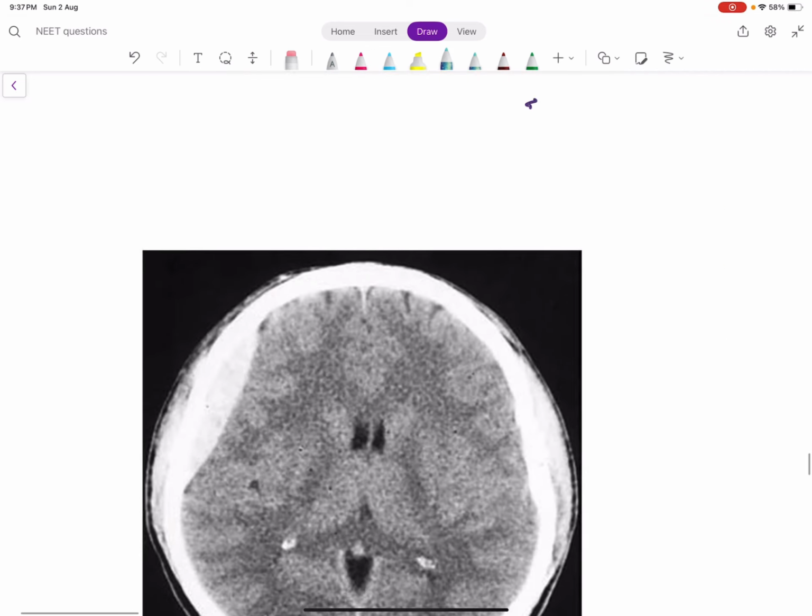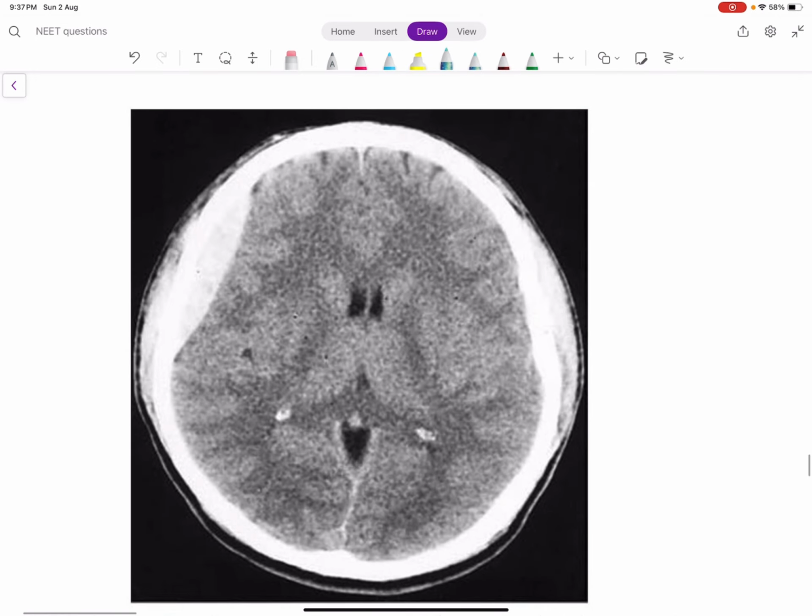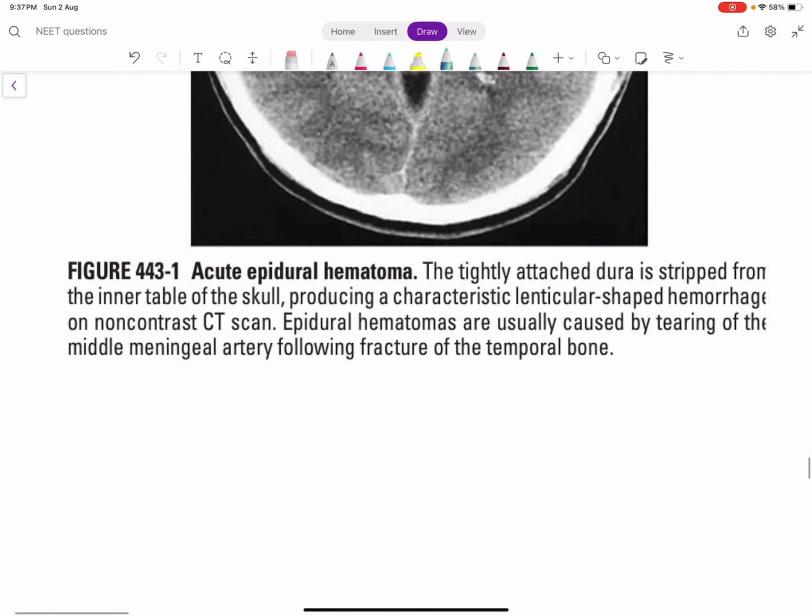So now we'll see some images on head injury which are very, very important. So what is this? See, this is a CT brain. There is a biconvex collection outside the brain. This is EDH, extradural hematoma.